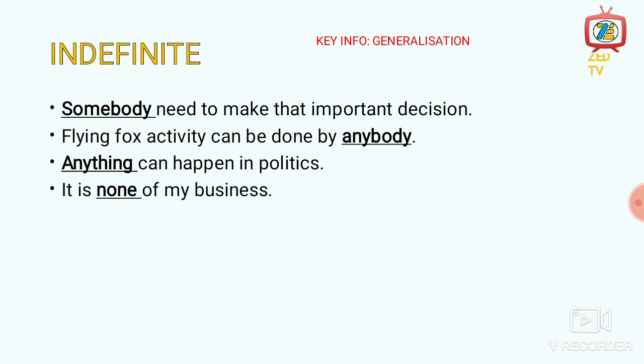So the key info here is generalization, whereby the indefinite pronoun's job is to give a sense of generalization in a sentence, by saying somebody or anybody or anything, all right, none as well, right. Those things make the idea in the sentence general. All right, it can happen to anybody. Anything can happen, right? Stuff like that.